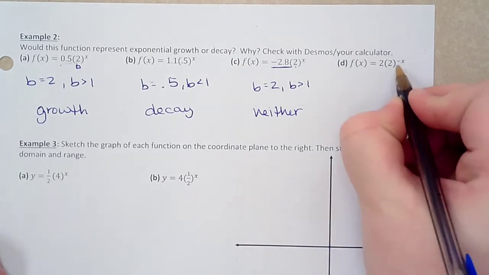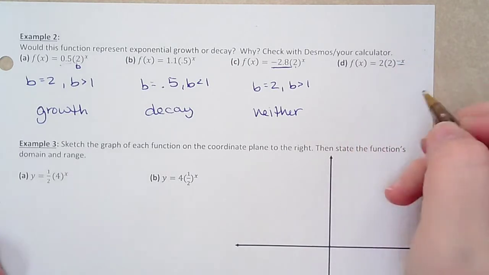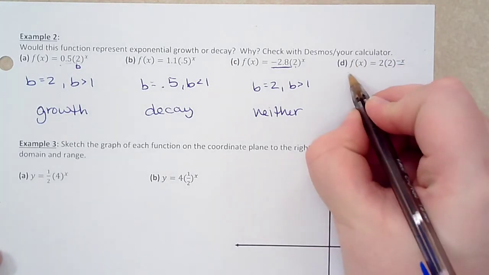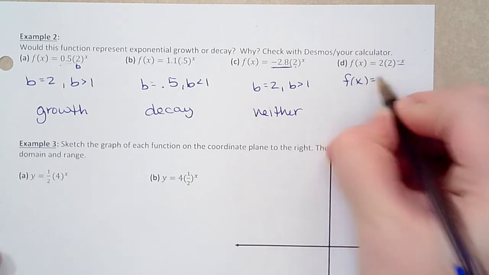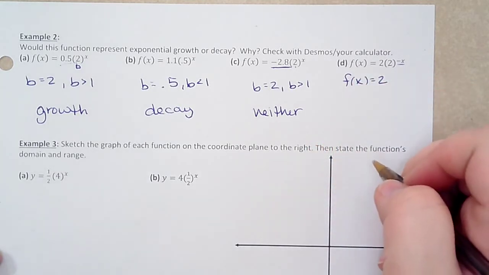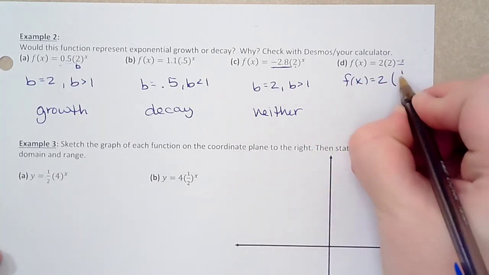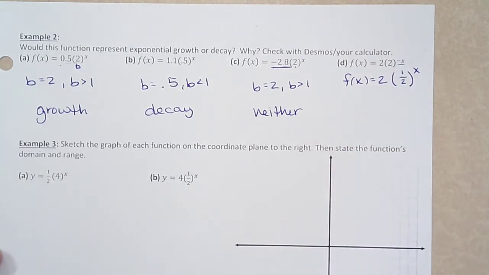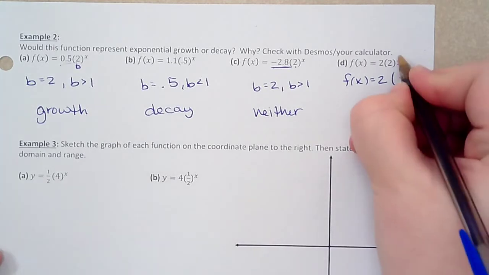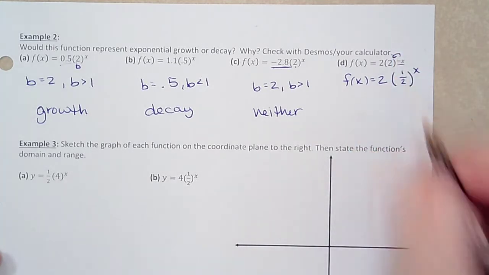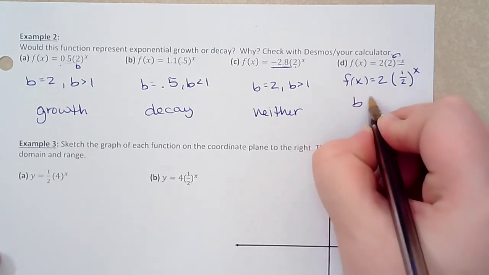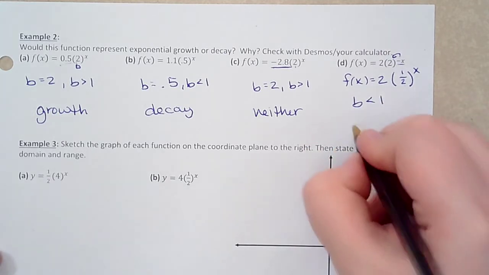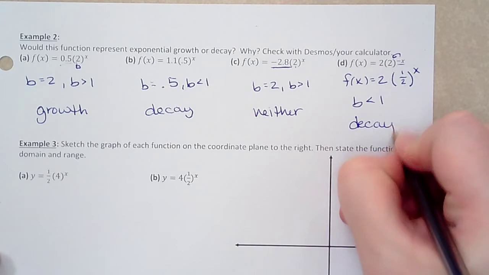All right, this last one then is a little tricky because we have a negative exponent. Now, if we rewrite it as f of x equals 2 times 1/2 to the x, so that we have taken that negative and distributed it into the 2 and turned it into a fraction, you'll notice that b is less than 1, making this a decay function.